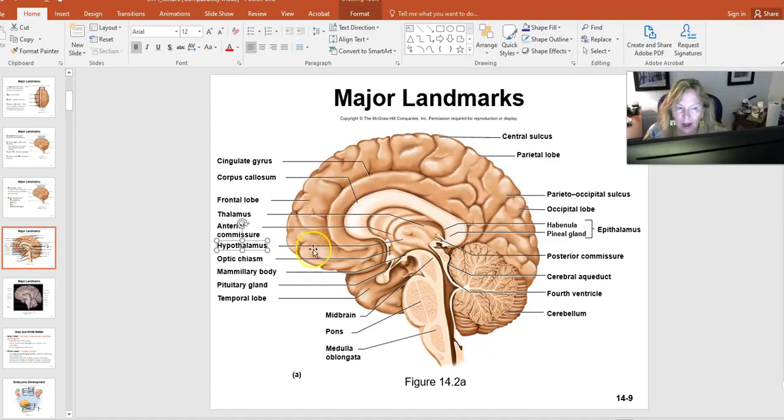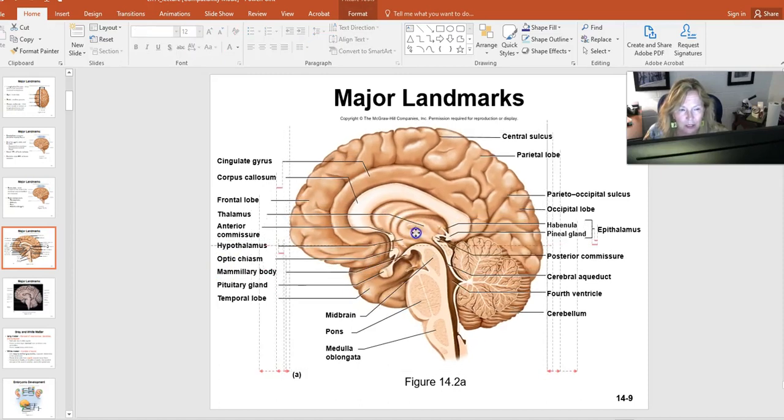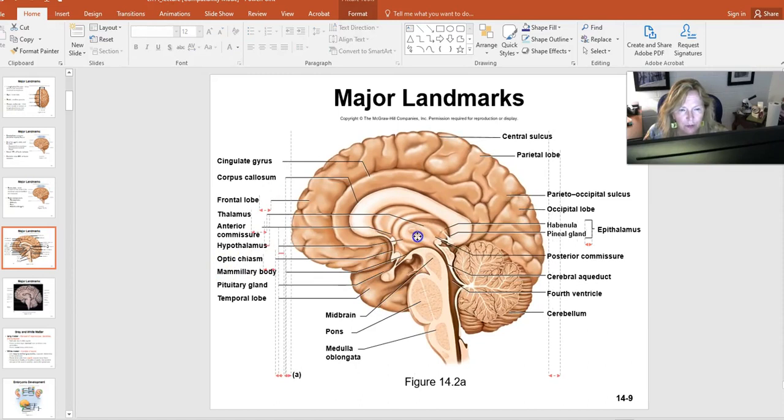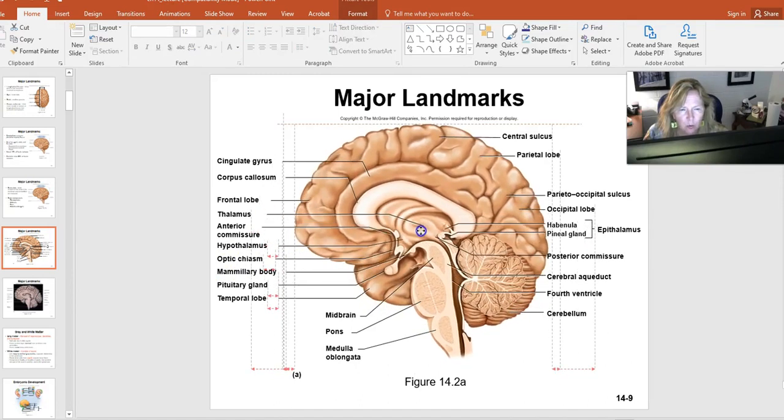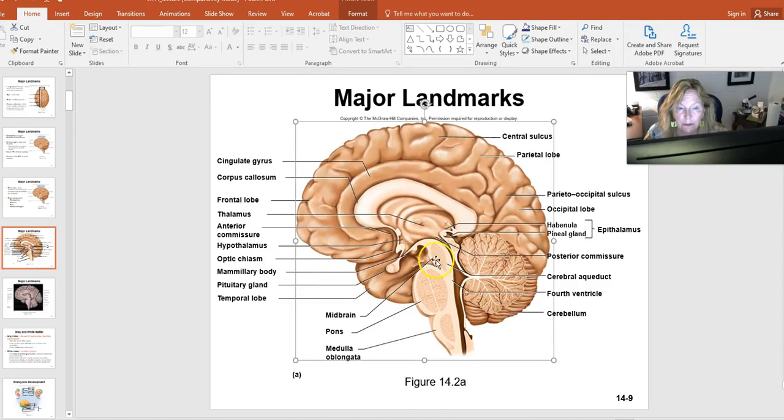So this is why it used to be thought that the pituitary gland was the center of our universe, but now we realize that it is completely controlled by the hypothalamus. The pituitary is controlled by the hypothalamus.